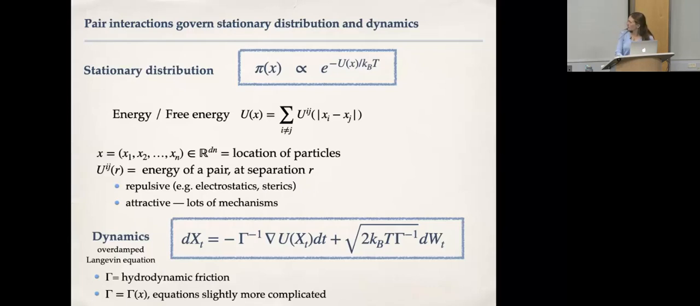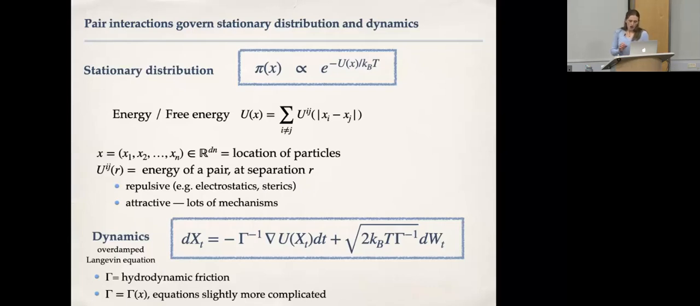And a good model for the dynamics is the following stochastic differential equation. So this says that the collection of particles slides down the gradient of the potential, and then it's also jiggled around by random noise. And gamma here is a parameter that models the friction that the particles feel because they're often in a fluid. And I will point out that usually gamma depends on x, in which case these equations are a little bit more complicated, but I'm going to ignore that dependence for most of this talk.